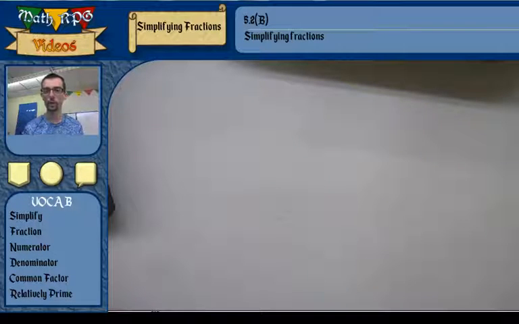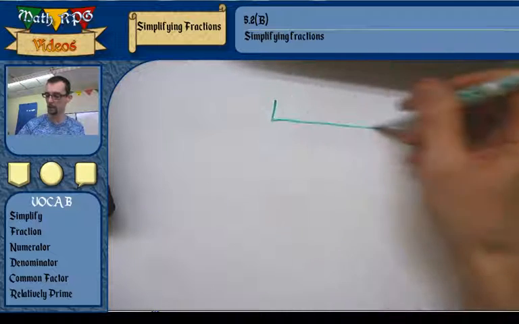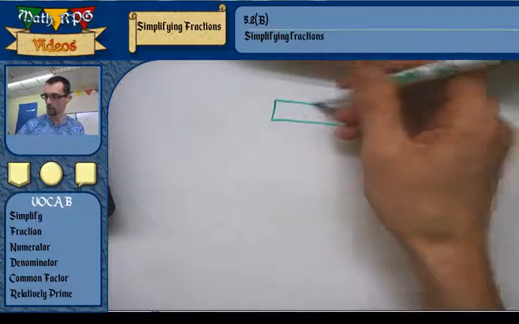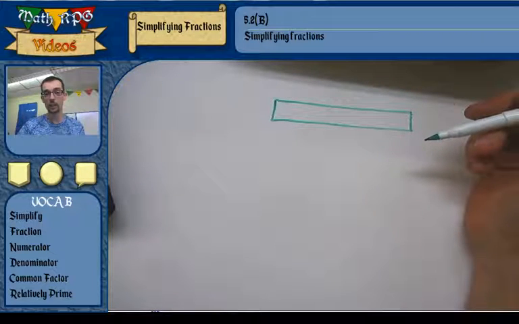Okay, so I want to create a video about how to simplify fractions. To begin with, a fraction, remember, is part of a whole. So if I have a whole candy bar and I give part of it to my son, then I would be giving him a fraction of my candy bar, right?